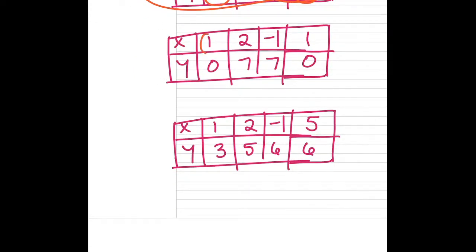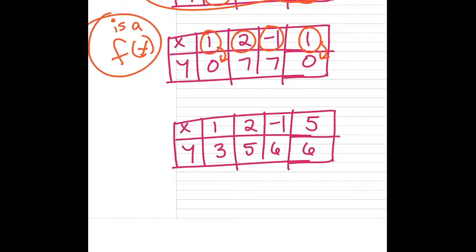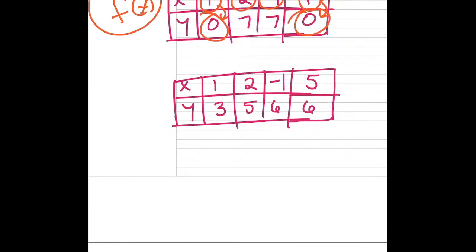All right, so I see a 1, 2, -1, great. Oh, I see another 1. They better be given the same thing. And indeed they do. They both give 0. Okay then, this is fine. This is a function. I have 2 of the same x's, sure, but they're giving the same output. This is okay, no problem, this is a function.